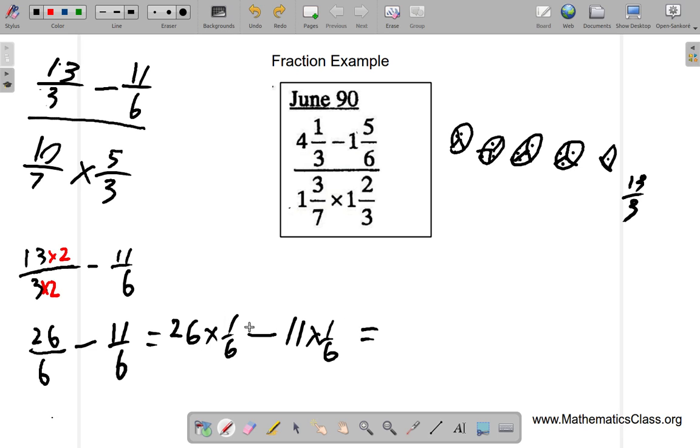26 sixths minus 11 sixths will give you what? You could, if you want, factorize and put 1/6 as a common factor outside a bracket, and 26 minus 11. So how many 1/6 do you have? It's 15 sixths, right?